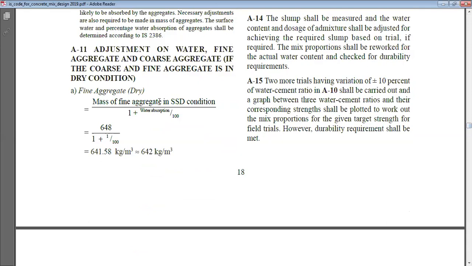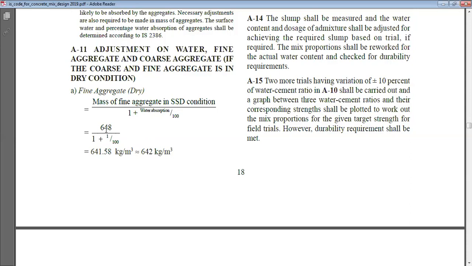The condition given is saturated surface dry, so you have to calculate the dry condition. The surface is dry but it is saturated; totally dry means if you keep it in an oven for 24 hours, whatever absorbed water is there will also evaporate. So that way you need to calculate. The formula is: mass of the aggregate in SSD condition divided by 1 plus water absorption divided by 100. It is in terms of percentage, so you need to convert it to a numerical value, that's why I'm dividing by 100.